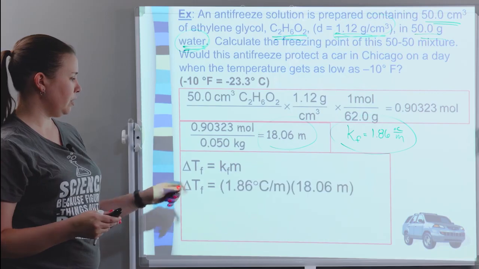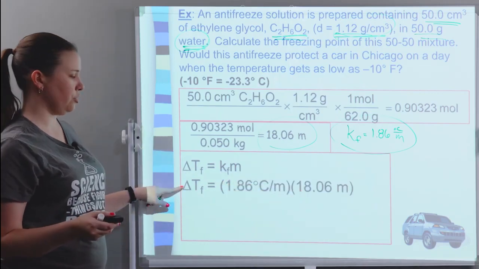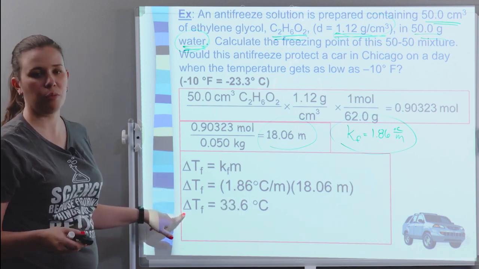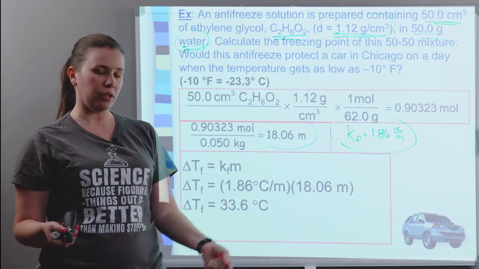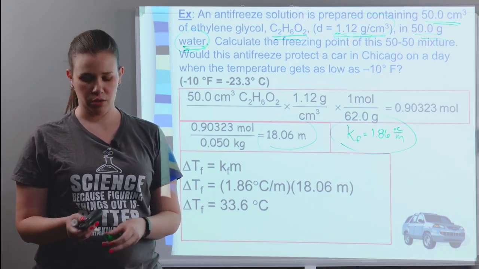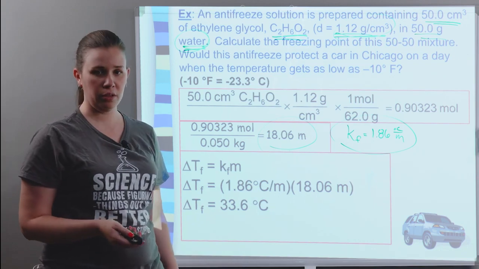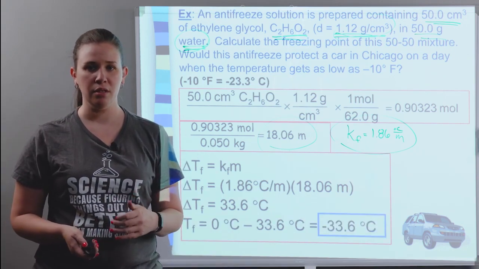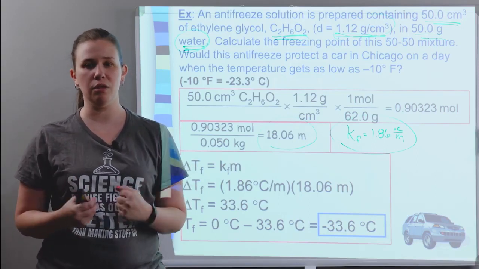So I'm just going to plug in the Kf and the molality in order to solve for my change in temperature. When we multiply these together, we get a change of 33.6 degrees Celsius. So does that mean that the solution would boil at 33 degrees? No, this is just a change in temperature. It's going down from 0 since it's water. So if it went down from 0 by 33.6 degrees, then this solution would not freeze until it reached negative 33.6 degrees Celsius.